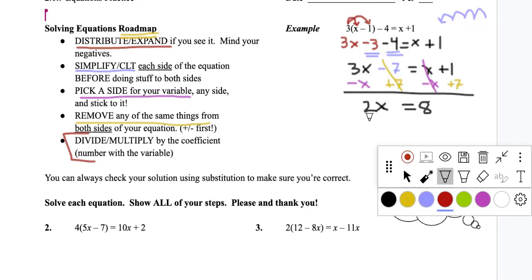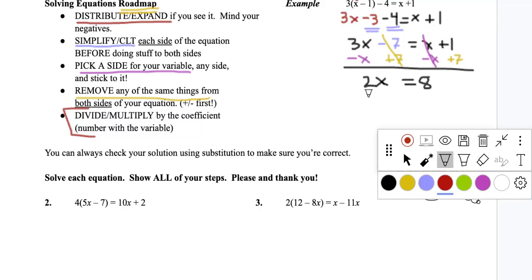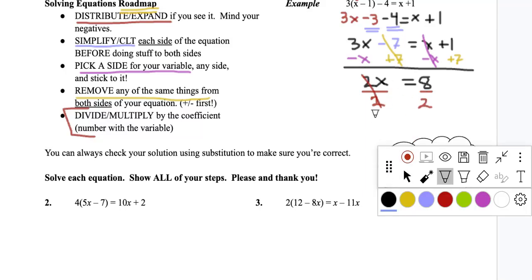So that 2 is bothering us. I don't want the answer of 2x. I want the answer of 1x. How do I make a 2 into a 1? Yeah, I'm going to have to divide by 2. So dividing both sides by 2, I'm going to get x equals 4.